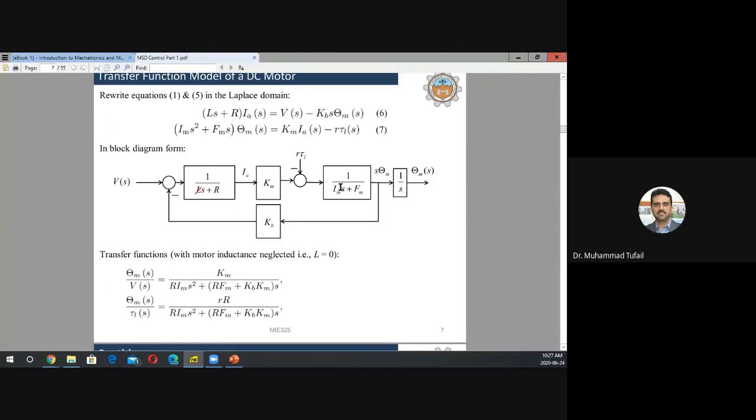The most famous one is, if you have a forward transfer function here, let's call that G(s). Whatever is in the forward loop, just bring it as G(s). And whatever is in the feedback loop, let's call that H(s). In this case, H(s) is only K_B. So the formula says that the transfer function between the output and the input is G(s), the forward loop, divided by 1 plus G(s)H(s).